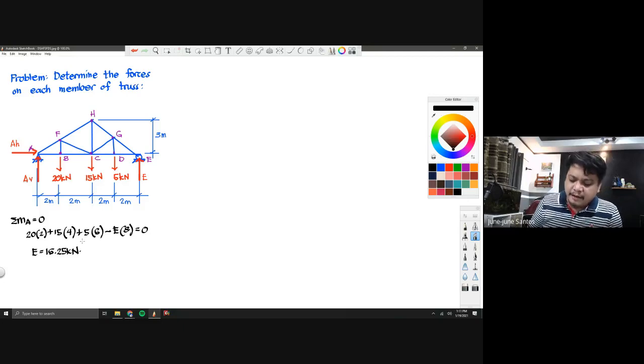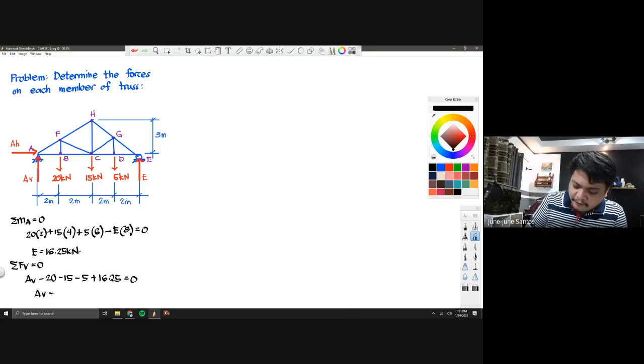kilonewton. Pwede ako mag-summation forces vertical equal to 0. So, I have here the AV minus 20 minus 15 minus 5 plus 16.25 equal to 0.